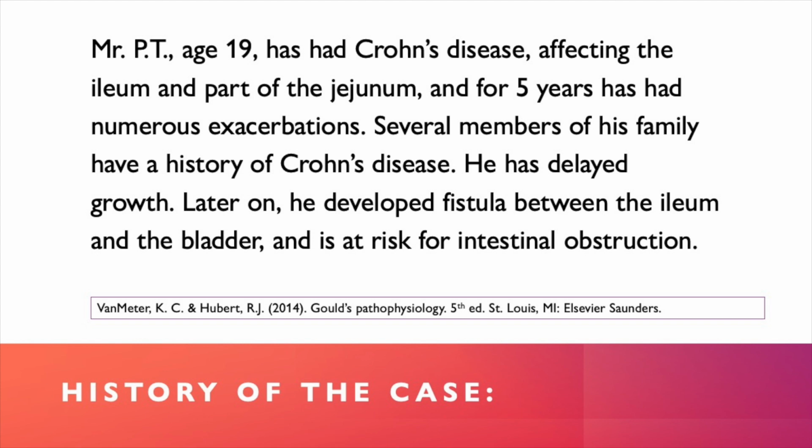Let's take a look at the history of the case from Van Mitte and Hubert. Mr. PT, age 19, has had Crohn's disease, affecting the ileum and part of the jejunum, and for 5 years has had numerous exacerbations. Several members of his family have a history of Crohn's disease. He has delayed growth compared to his peers. Later on, he developed a fistula between the ileum and the bladder and is at risk for intestinal obstruction.